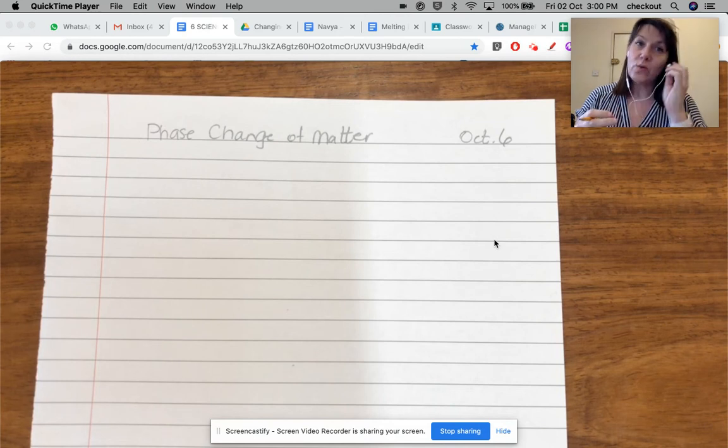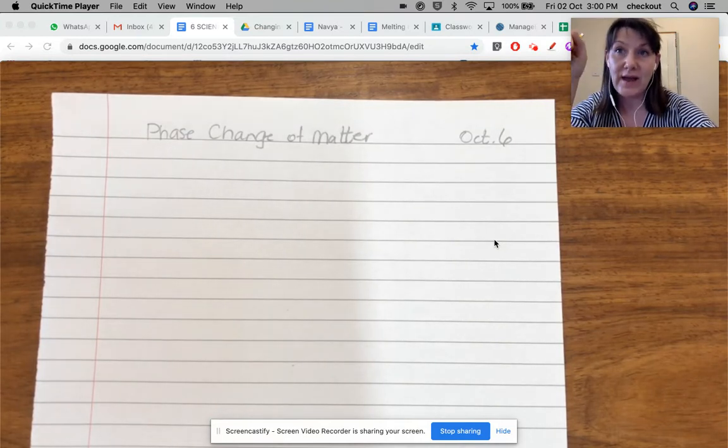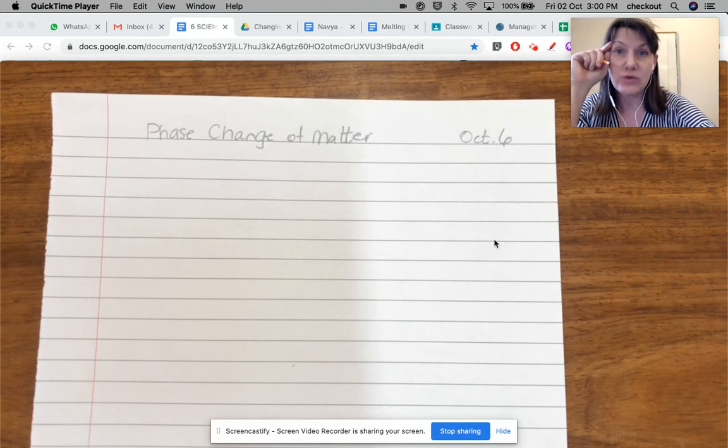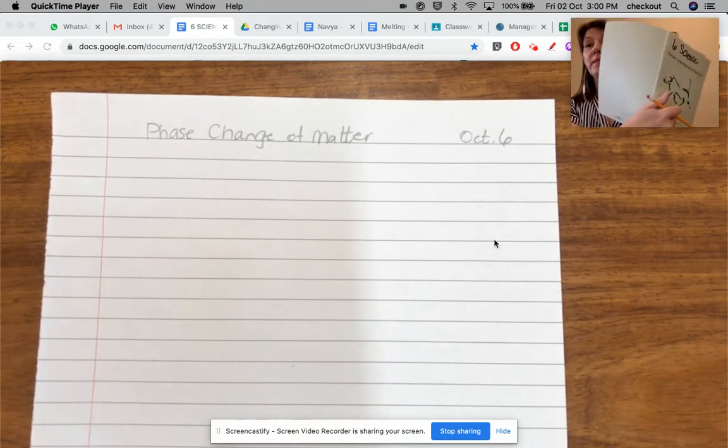Hey, so what we're going to do is talk about the phase changes of matter. So we know all about the three different phases. And we're going to do this by drawing on your notes. I hope that all of you guys already have a science notebook.